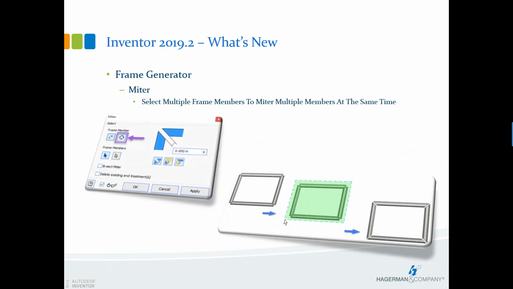Inside the Miter dialog box, we now have the option to select multiple frame members, and you can do this by selecting them with the left click of the mouse, or you can drag a window around the members as well, and it will give you a preview of what it's going to miter, and you can Control-click and deselect if you don't like what it's selected. Hit apply and it automatically applies those based off of the settings in the dialog box.